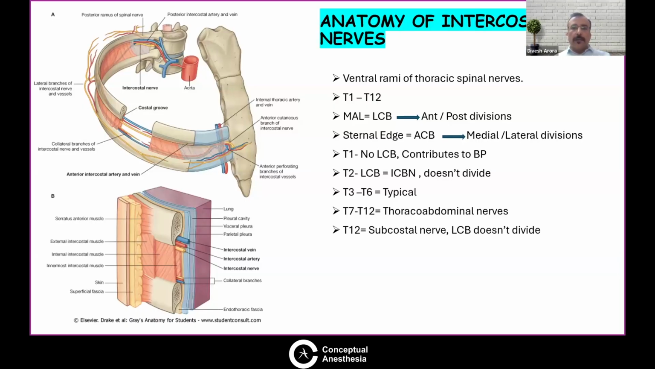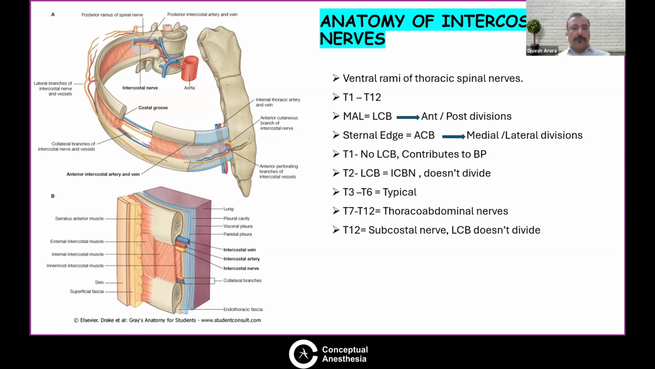So, my dear friends, let's understand the anatomy of the intercostal nerves, which are the principal supply to the chest wall. They are the ventral rami of thoracic spinal nerves from T1 to T12. Close to the mid-axillary line, they give rise to a lateral cutaneous branch, which would first pierce the intercostals, then the serratus anterior, and divide into anterior and posterior divisions. Close to the sternal edge, they give rise to anterior cutaneous branches, which further split into medial and lateral branches.